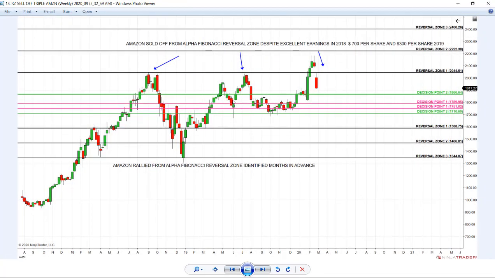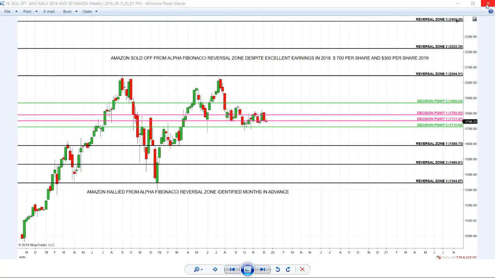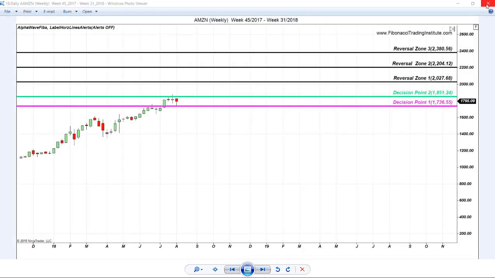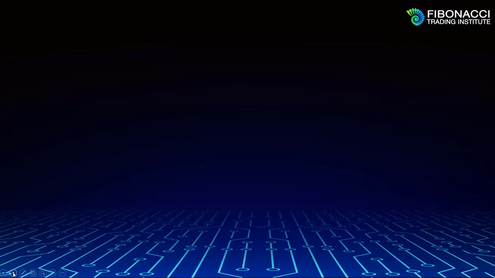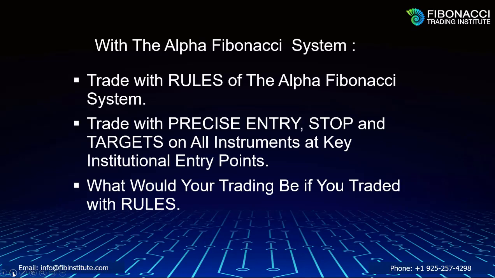$700 per share, $400 per share, $300 per share, and again, and again, and again. When you know this many months ahead, you are not buying, you are understanding where institutional sell points are. You are protecting your investments. It is not just about trading. It's about precise entry, stop, and target on all instruments.